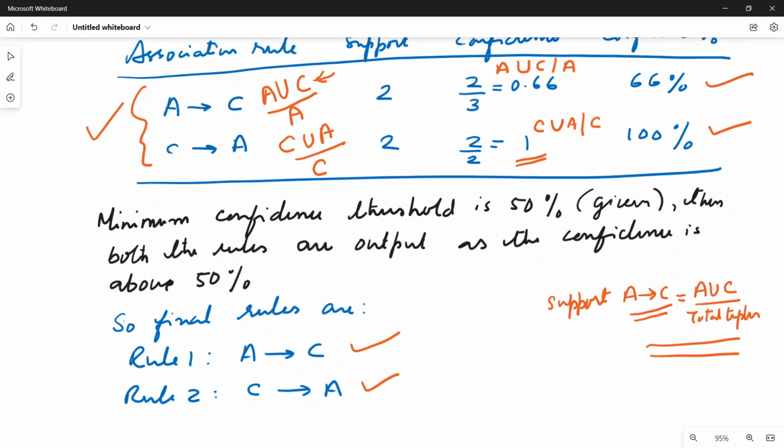So this is how we can find the frequent item set using the Apriori algorithm. I hope you understood how to use the Apriori algorithm for finding this.